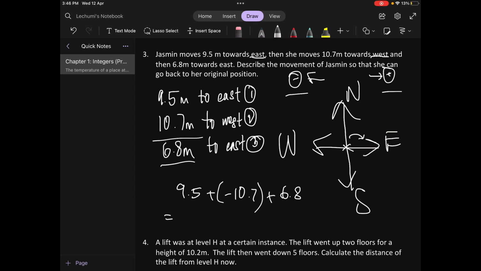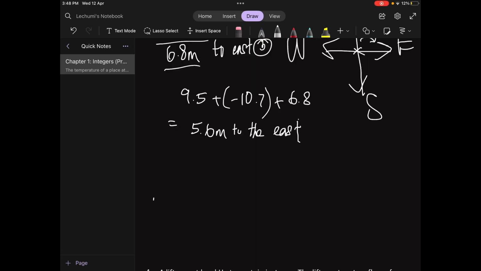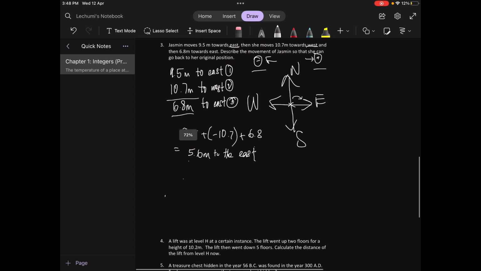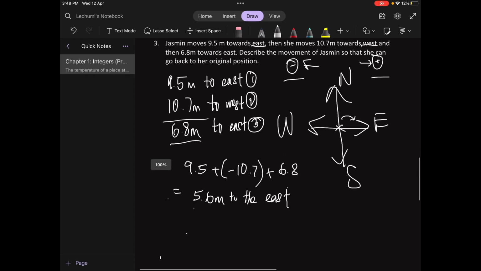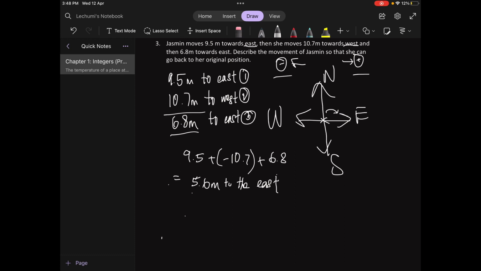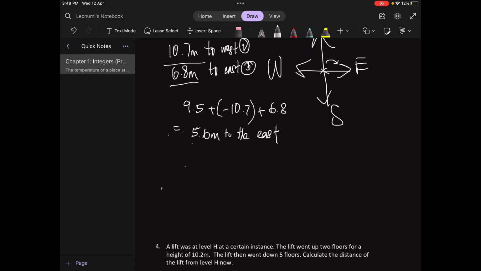And we have the answer of 5.6 meters to the east. Now we have gotten where Jasmine is standing at the moment, but that is not the question. The question is: describe the movement of Jasmine so that she can go back to her original position. So from her initial position, Jasmine is standing 5.6 meters towards the east. So to go back to her initial position, she has to walk 5.6 meters towards west. Towards west. As simple as that.